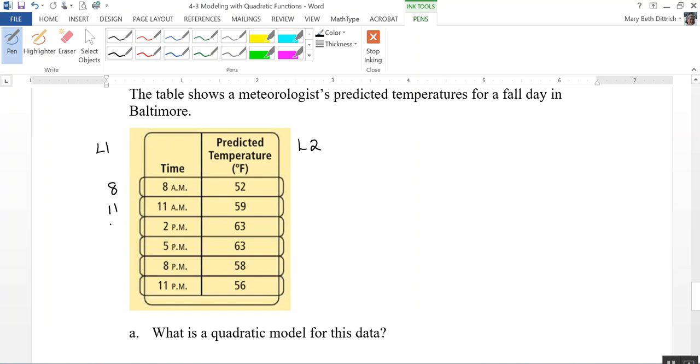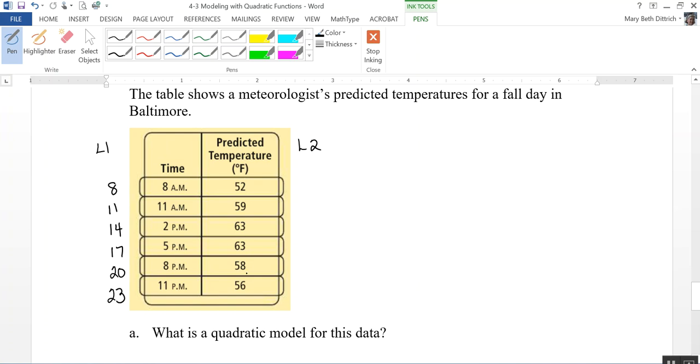So I want 8, 11, 14. 5 p.m. is 5 hours after 12, so that's 1700 hours. 8 p.m. is 2000 hours, and 11 p.m. is 2300 hours. And then I'll just use my temperatures here.